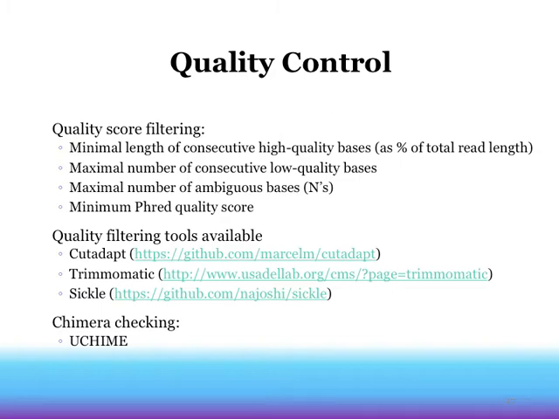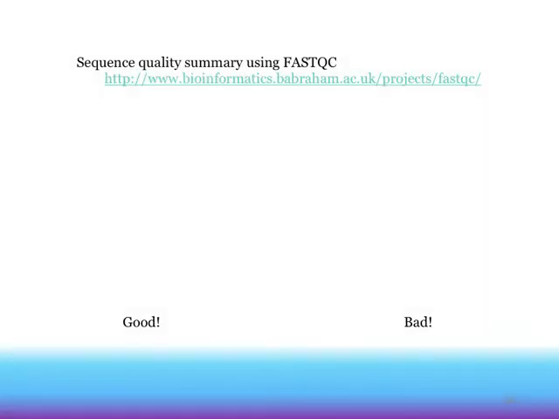There are several different tools, including UChime, which identify these, basically saying, okay, reference database: this half is similar to this thing, that half is similar to that other thing. Sorry, bud, you're out. So that's another important aspect of quality control.